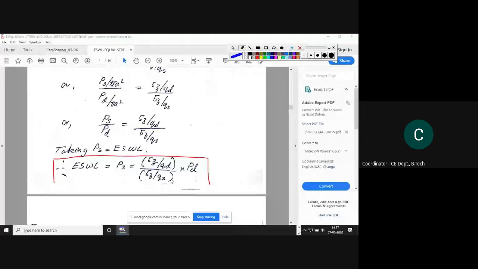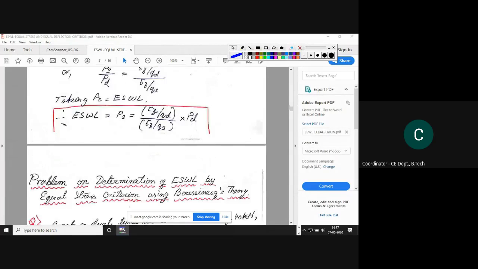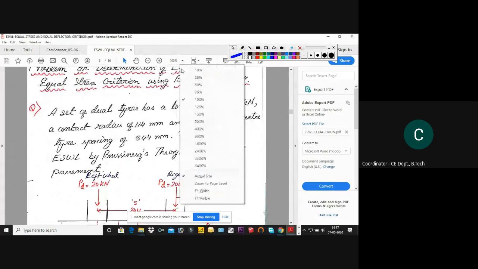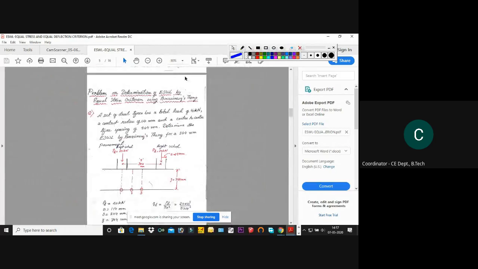See here we are using stress factor. As I already said, in this method, in the first method, we must know the stress factor. Now what is this stress factor? How we can calculate? Let us go to the next page. For that, suppose this is one problem. Okay.